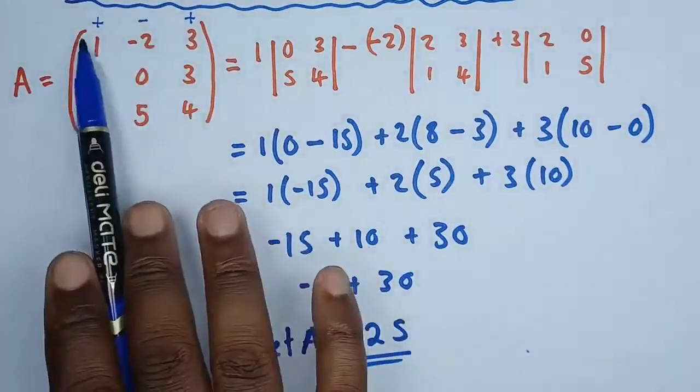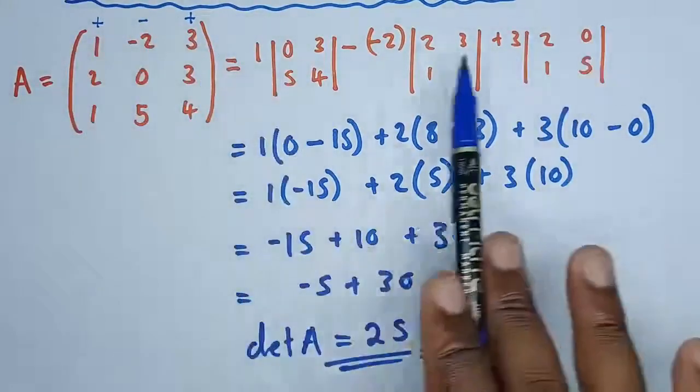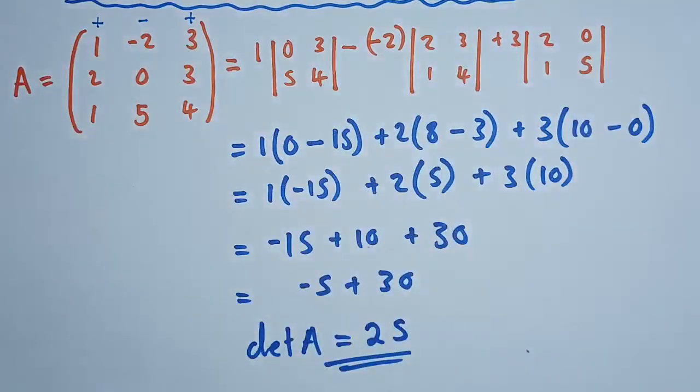So don't forget the plus, minus, plus. Then from there, find the determinants of the 2 by 2s. You break it down all the way until you get your 25. So let's look at one more example.